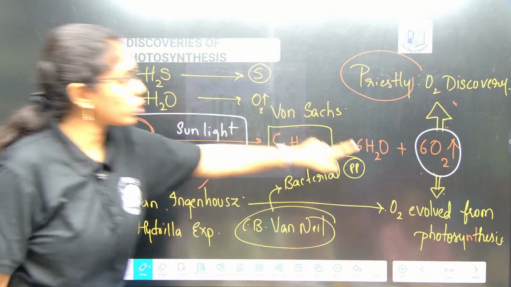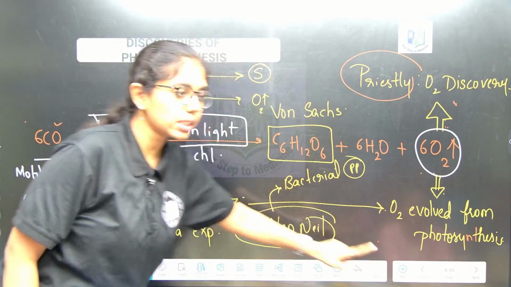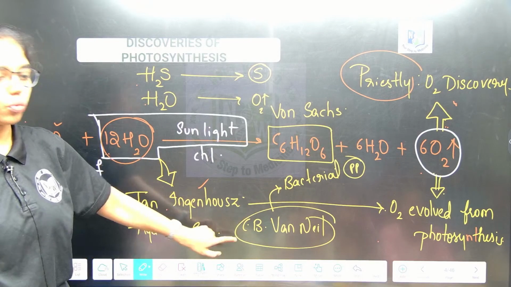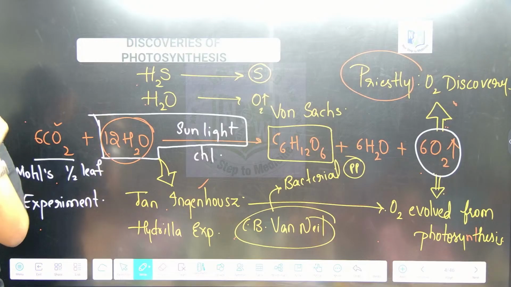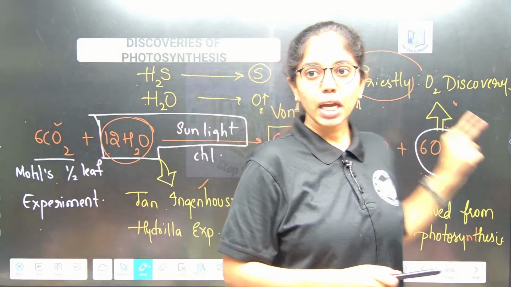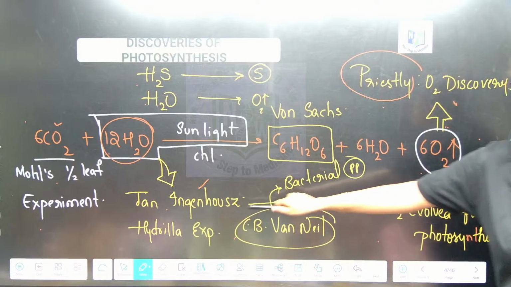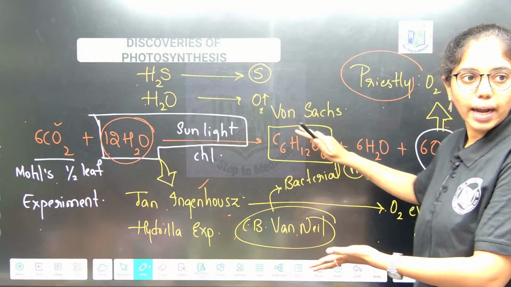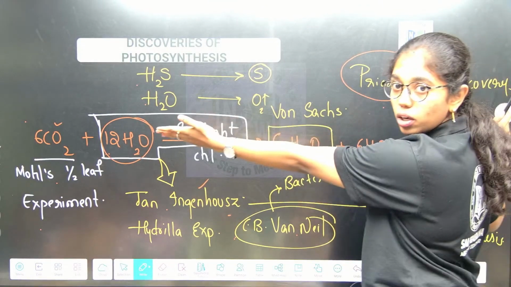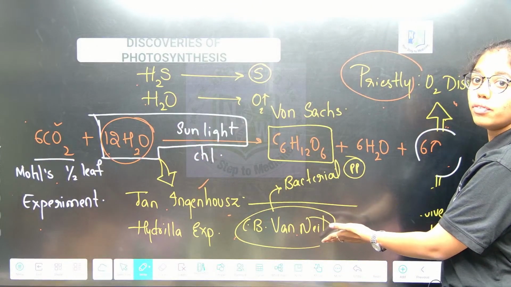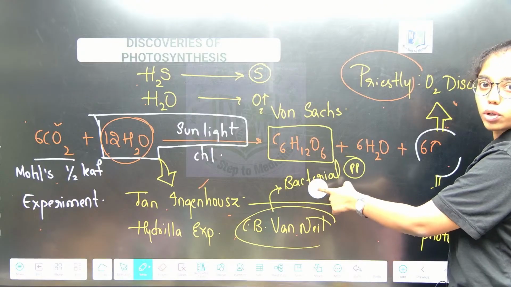So, here oxygen is evolved from water, not from carbon dioxide. Oxygen evolved from photosynthesis was said by Jan Ingenhousz. It is coming from water, the electron donor is water, as said by C.B. Van Niel. Have you understood the specificity of the statement? Discovery, Joseph Priestley. Oxygen discovery by Joseph Priestley. It is evolved from photosynthesis, Jan Ingenhousz. Till then all scientists believed that the oxygen is coming from carbon dioxide, but that it is from water was proved by C.B. Van Niel. How? By conducting bacterial photosynthesis.